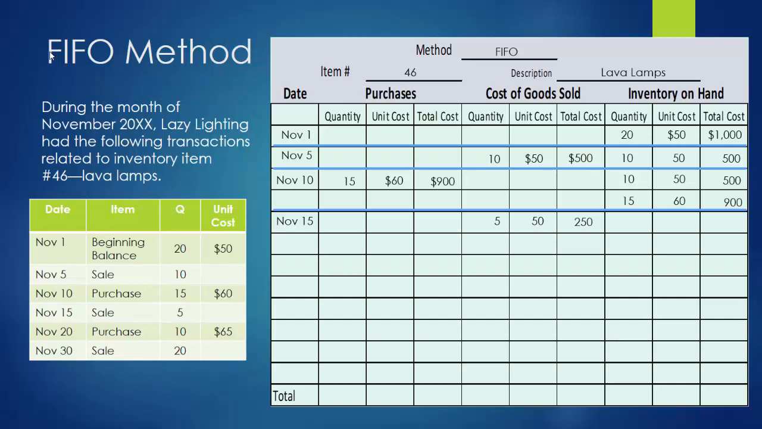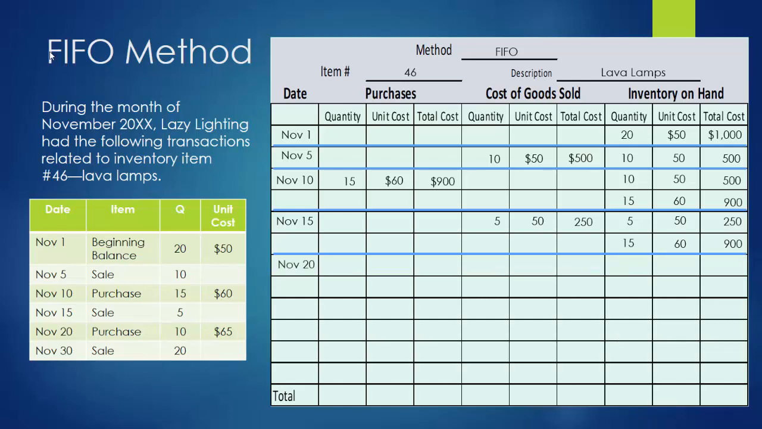What do we have left? Well, we had 10 $50 lava lamps, but we just sold 5 of them. So we have 5 $50 lava lamps left, and our cost basis for those lava lamps is going to be $250. Just take quantity and multiply by unit cost. And we still have all 15 of the $60 lava lamps for a total cost basis of $900 for that layer.